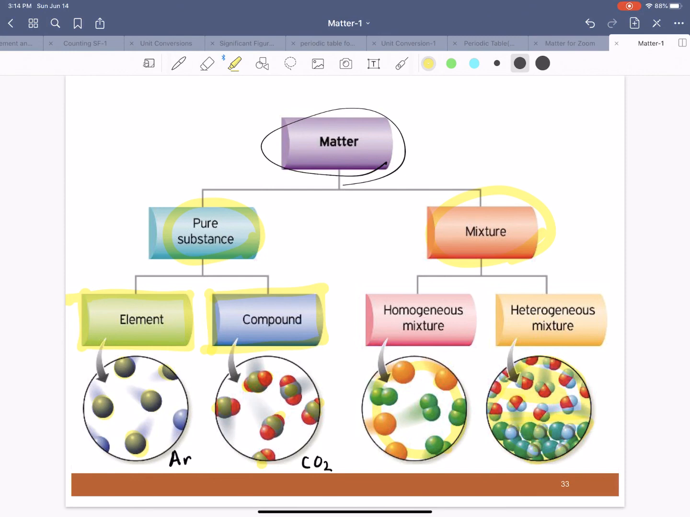Okay, that's your introduction to 2 ways of classifying matter. One is according to phase. Is it a solid, liquid, or a gas? And the other is according to composition. Do I have one thing or several things?